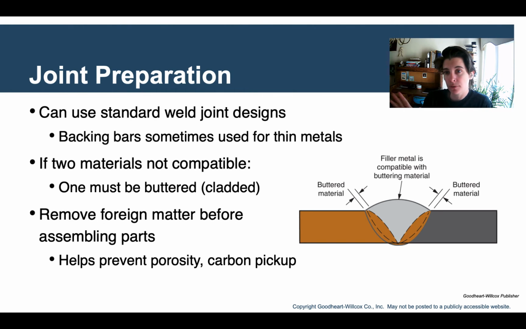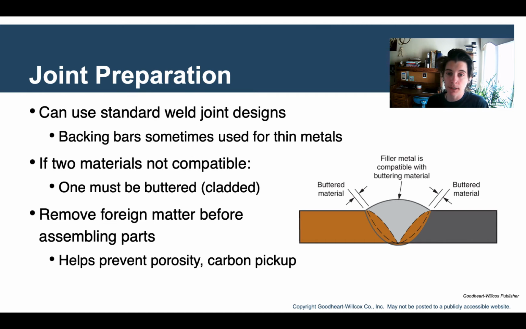So for other types of joint preparation, you can use the standard weld joint designs, with your V groove, your J groove, et cetera, et cetera. There would be much more opportunity, I guess, to use backing bars, which you might have seen at OCC. I know they use them in the TIG class, especially for thin metals.